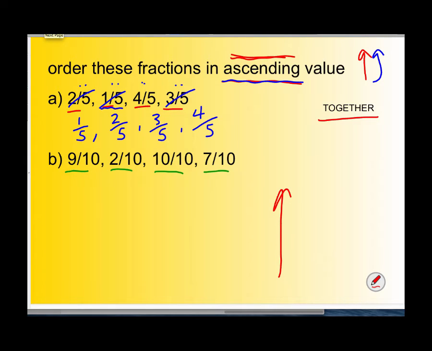Start at the bottom. Where's the lowest fraction here? Which one's the lowest value? Which is the smallest fraction? I hope you said 2 tenths. Here you go. I'll do the next one for you. 2 tenths, we've done that. The next one up is 7 tenths. All right, so what's the next one up? What's the next lowest value? Okay, I hope you've identified 9 tenths. And then, of course, up we go all the way to 10 tenths.